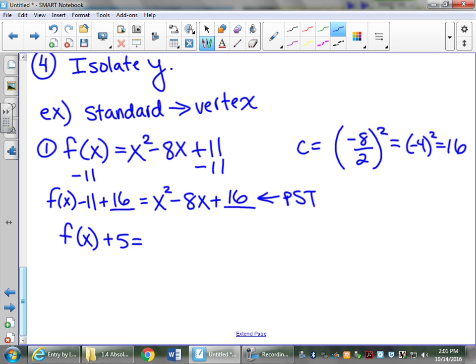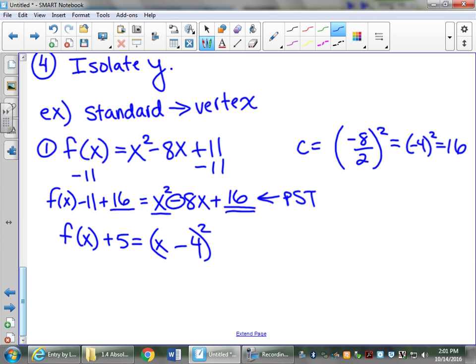So we can factor it into the square of a binomial. Square root of x squared is x. Square root of 16 is 4. Sign of the middle. And we're home stretch.